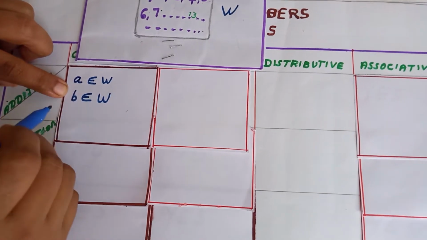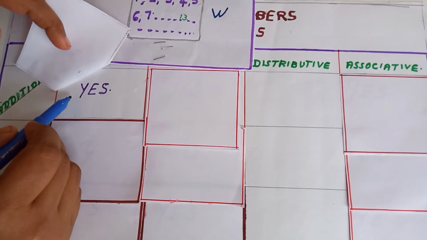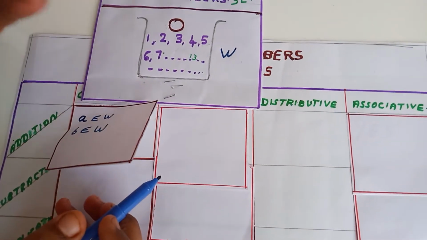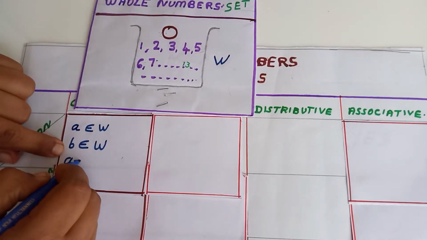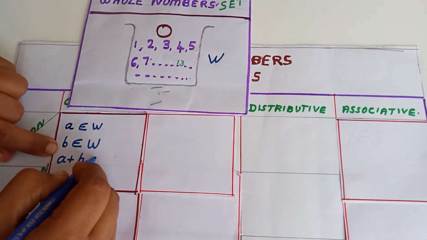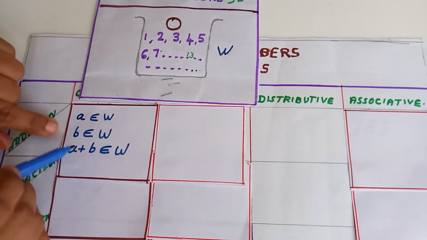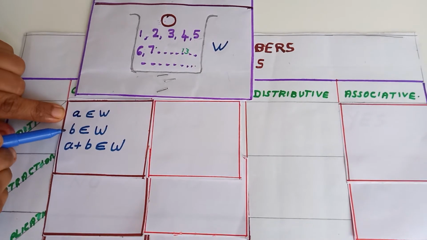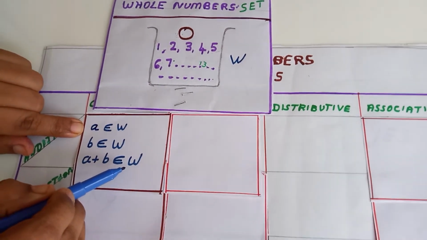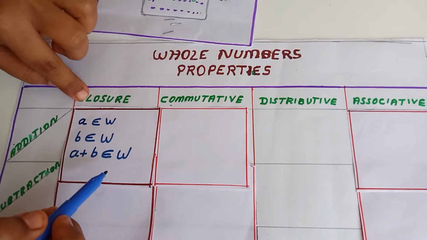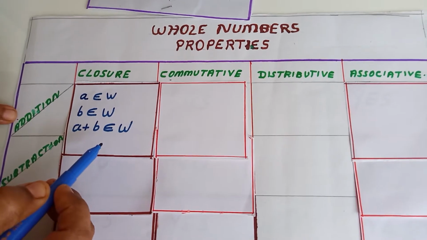Then, if it is satisfying, we got the answer as yes. So I can write here A plus B also belongs to W. That means the sum of these two whole numbers should also be in the whole number set. This is the closure property of whole numbers under the operation of addition.